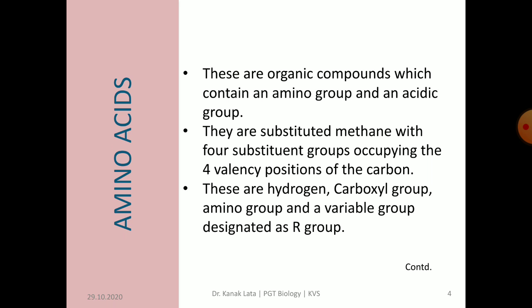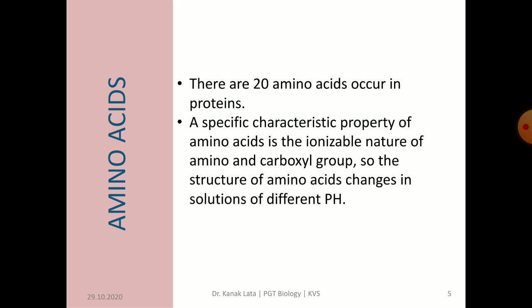Amino acids are substituted methane with 4 substituent groups occupying the 4 valency positions of the carbon. The 4 substituent groups are hydrogen, carboxylic group, amino group, and a variable group symbolized by R. The R group may be a carbon chain or ring. Altogether, there are 20 amino acids in protein.